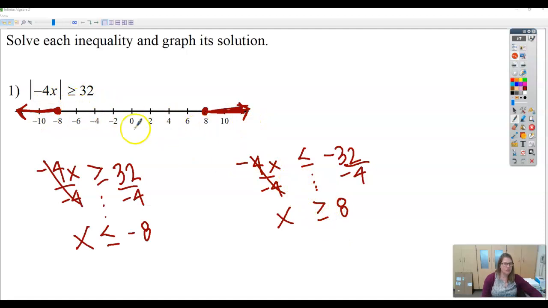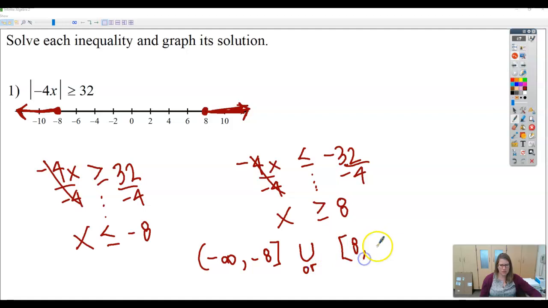So here's my solution. Now this one doesn't say to write this in interval notation, but I want you to. So it goes from negative infinity to negative 8, square bracket because it's filled in, right? And then it also goes, we can do a union or an or. Or goes from 8 to infinity, okay?